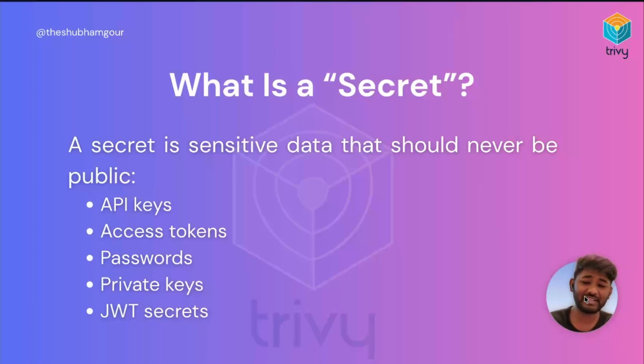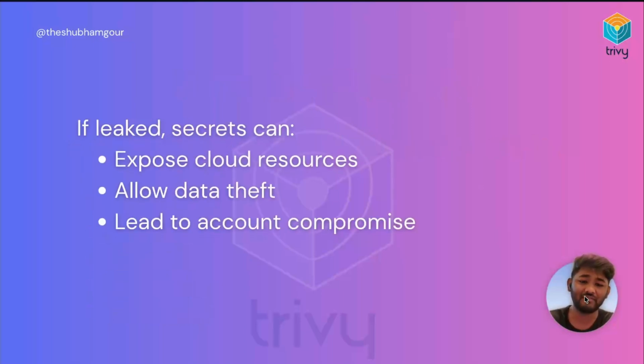When it comes to secrets in cloud and in IT, a secret is sensitive data that should never be shared in public. Now, what sort of things can be considered a secret? It can be your API key, your access token, your password, your private key, or your JSON web token. Okay, anything that requires authentication, where we are writing something as a password, will be considered a secret.